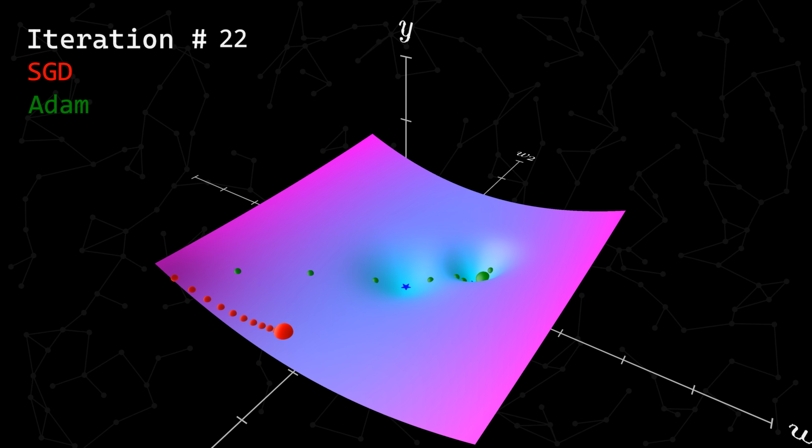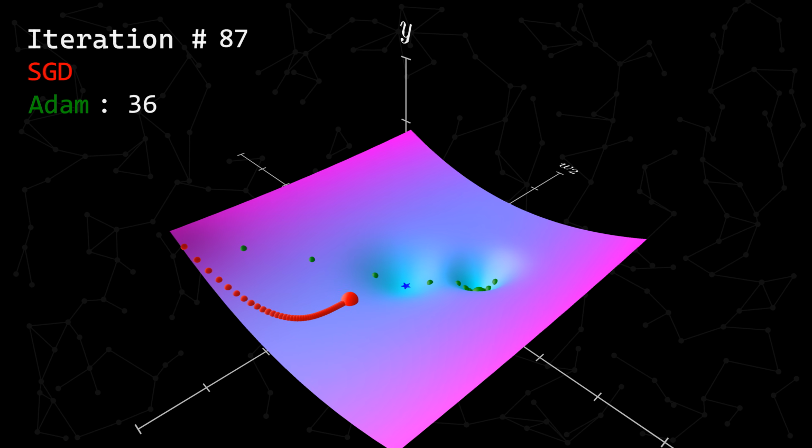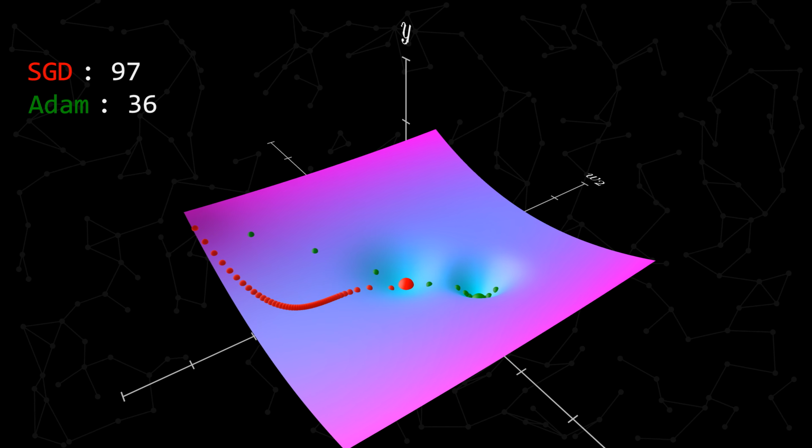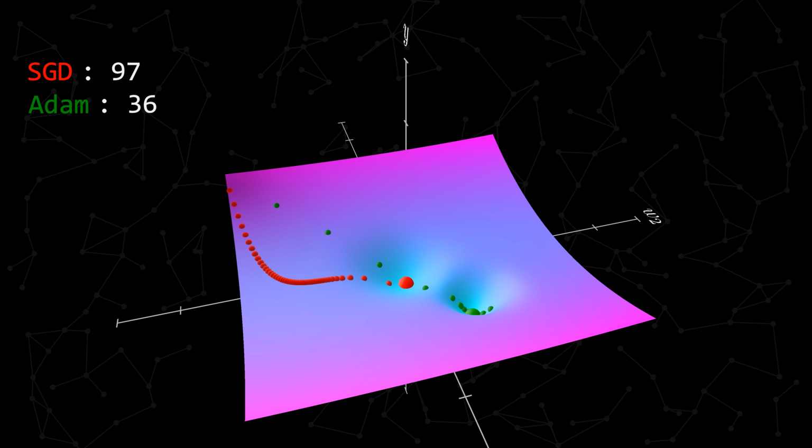This strength of ADAM can also be a weakness, however. If the learning rate is too high, it might overshoot the global minimum and land in a local one. That's why it's the task of the machine learning scientist to properly tune the hyperparameters.